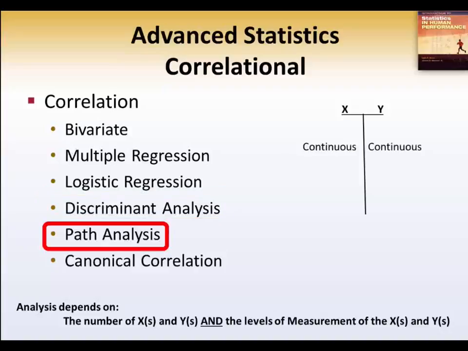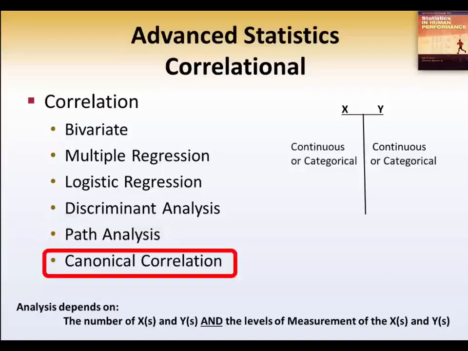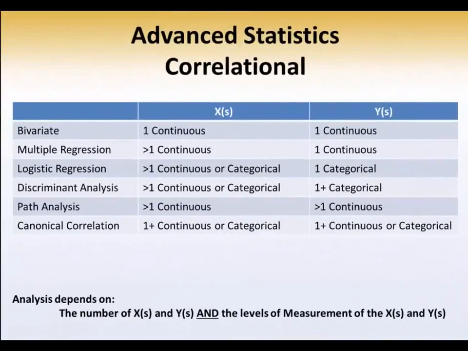Path analysis, both the x's and the y's are continuous variables, that is, intervally scaled or ratio. In canonical correlation, the independent and dependent variables can be either continuous or categorical. This figure summarizes all the different correlational procedures that we've talked about, the number of x's and y's, predictor and outcome variables, and the nature or levels of measurement associated with each one of those.